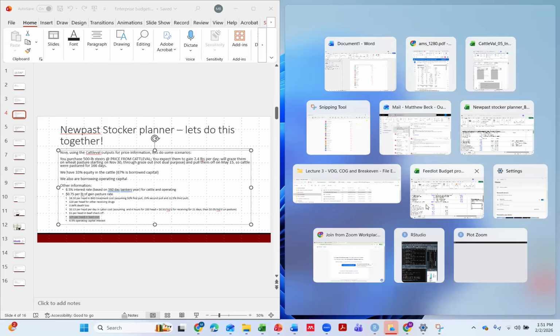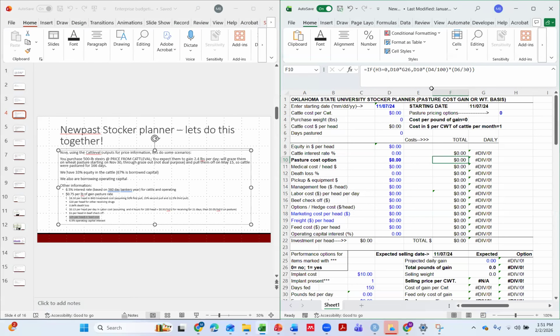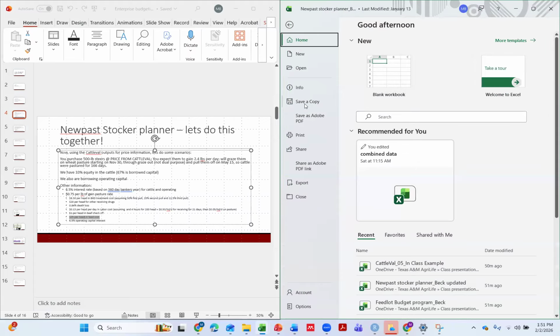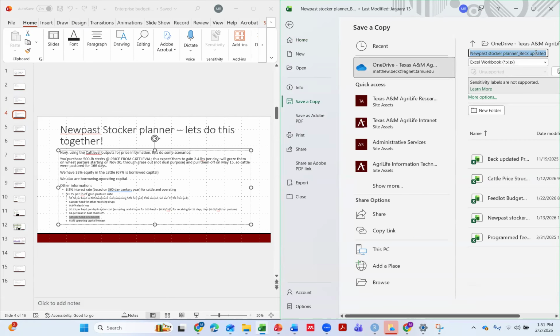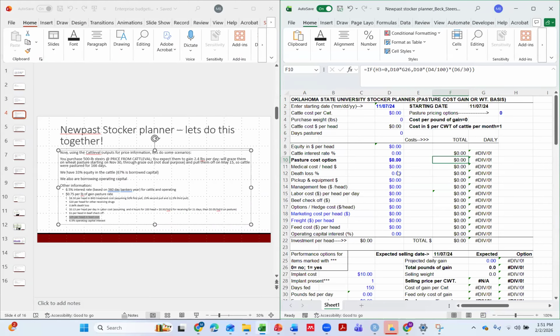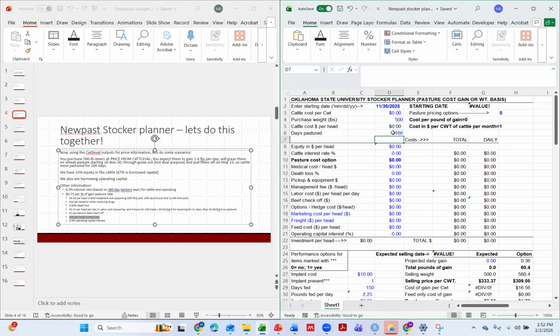I'm going to open up our new pasture stocker planner. I'm going to save a copy. I'm going to save this as steers. Okay. So let's say 11-30-2025, that's when we started. They weighed 500 pounds. We have 166 days on pasture.